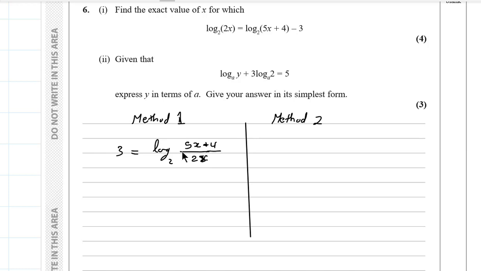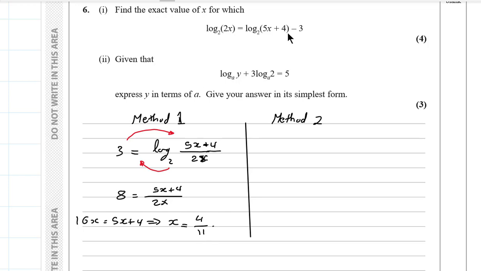And then I will make the following: 2 power 3 equals this part. 2 power 3 is 8, equals (5x plus 4) over 2x, and then it will be 16x equals 5x plus 4, which means x equals 4 over 11.